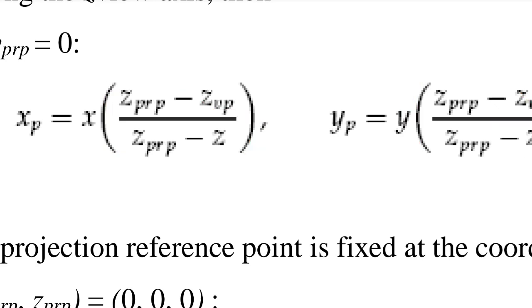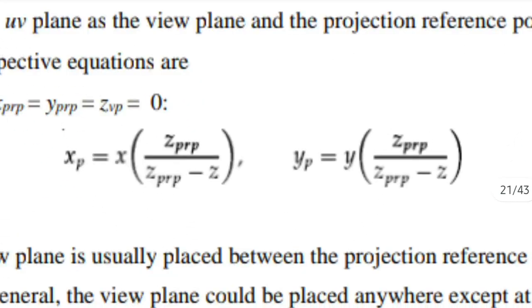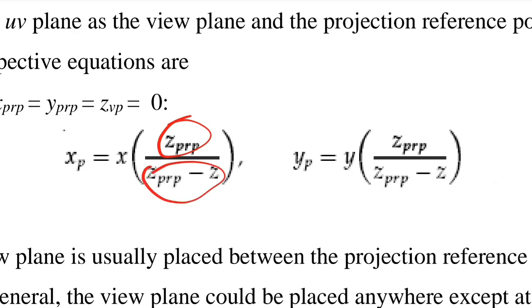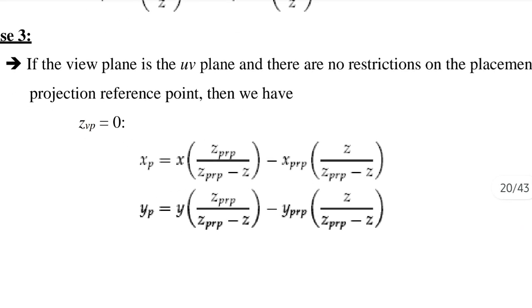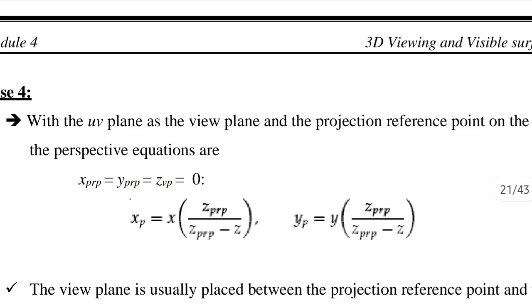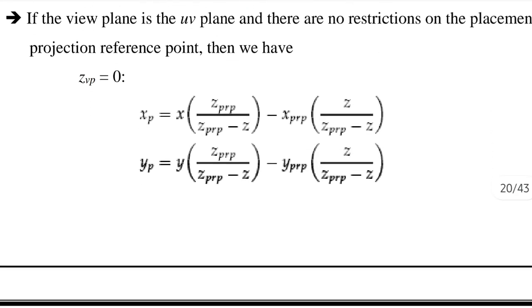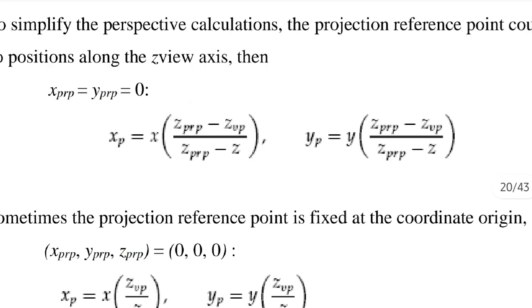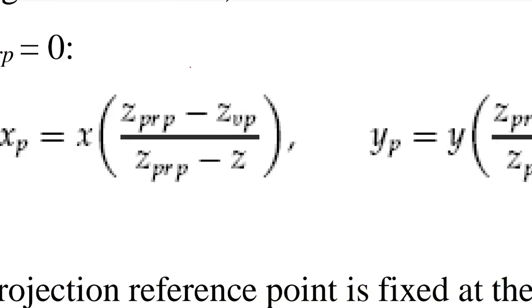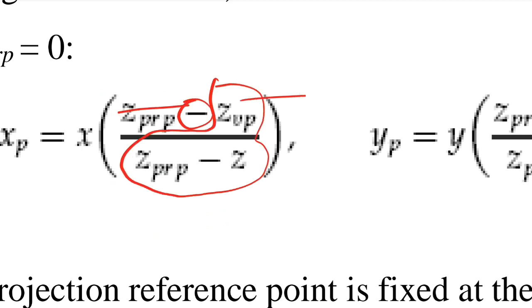Don't write zvp. If I show you the 4th case, it is as follows: zprp by zprp minus z, and y is for y, x is for x. After that, finally you will come to case 3, which is uv without x, and here you have uv with x. For uv without x, you write the same equation, but you separate these 2 terms with the denominator: zprp by z separately, minus zvp by zprp minus z. You are just separating these 2 terms with the respective numerator.